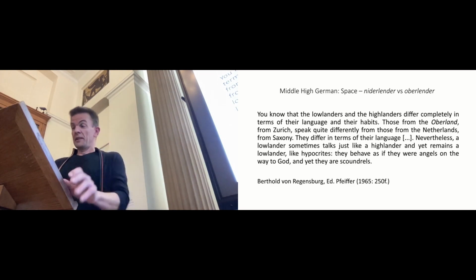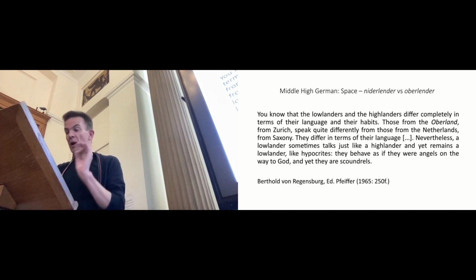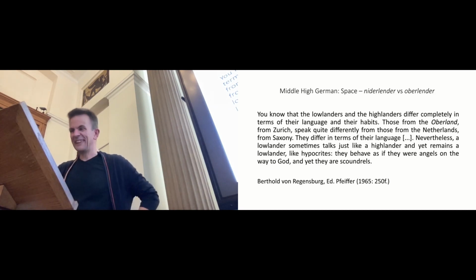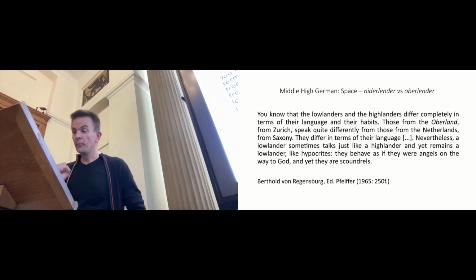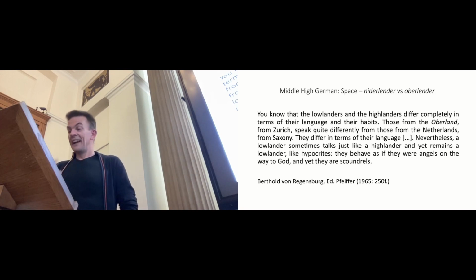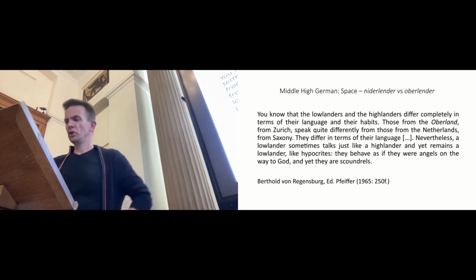Ihr wisset wohl, dass die Niederländer und die Oberländer gar ungleich sind an der Sprache und an den Sitten. Die von Oberland, dort her von Zürich, die reden viel anders, denn die von Niederlande, von Sachsen, die sind ungleich an der Sprache. Jedoch so redet ein Niederländer gar rechter als ein Oberländer etewenne. Und ist auch ein Niederländer als der Gleichsener und die Gleichsenerinne. Die gebahret rechte als sie gein Gott gehende Engele sehen, und sind doch Schelke und Schelkine.